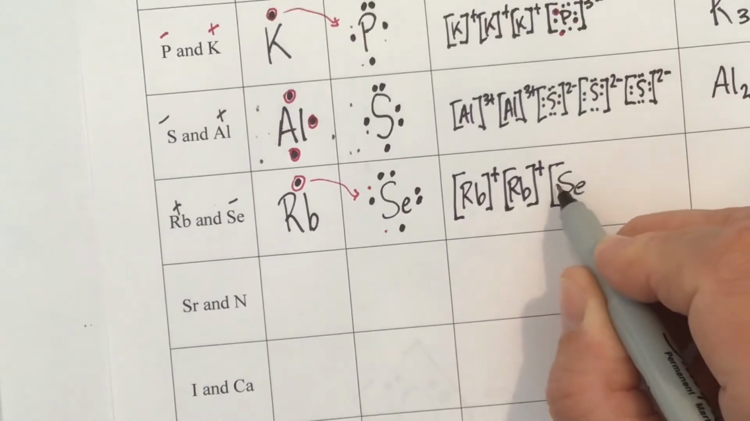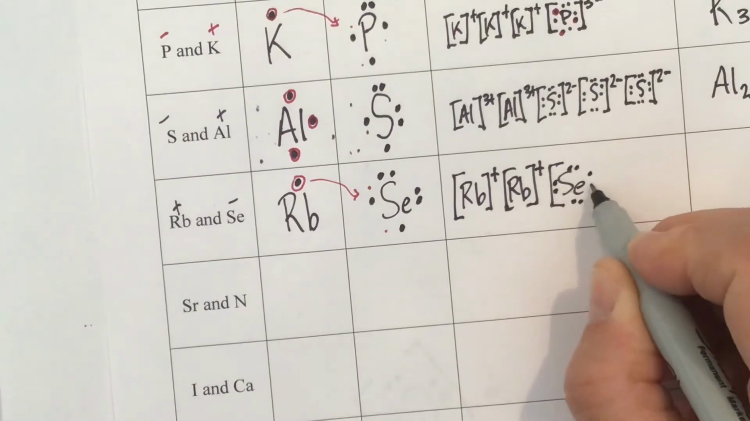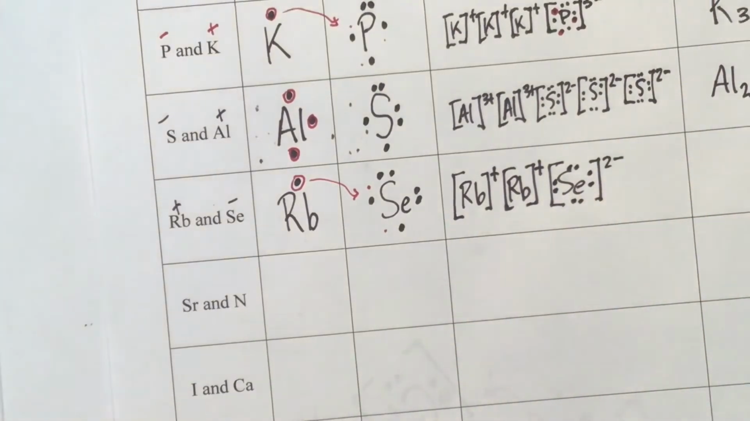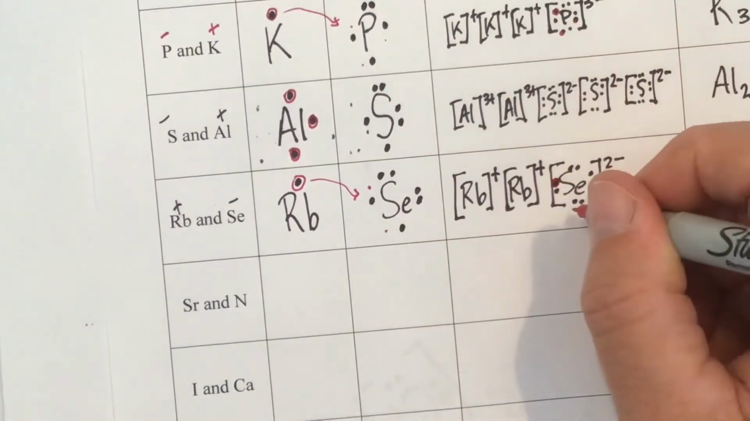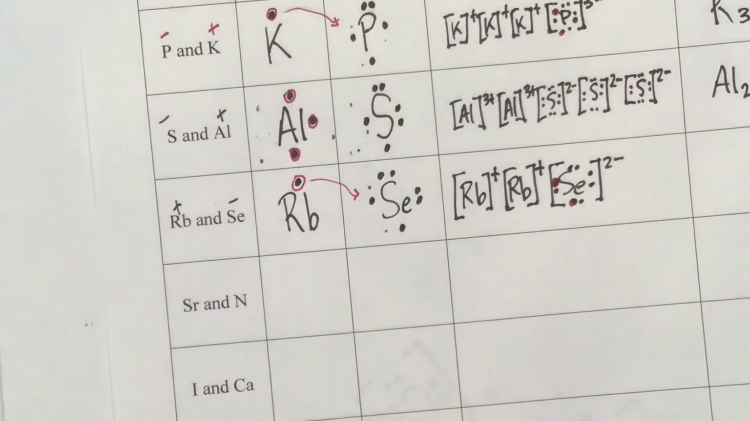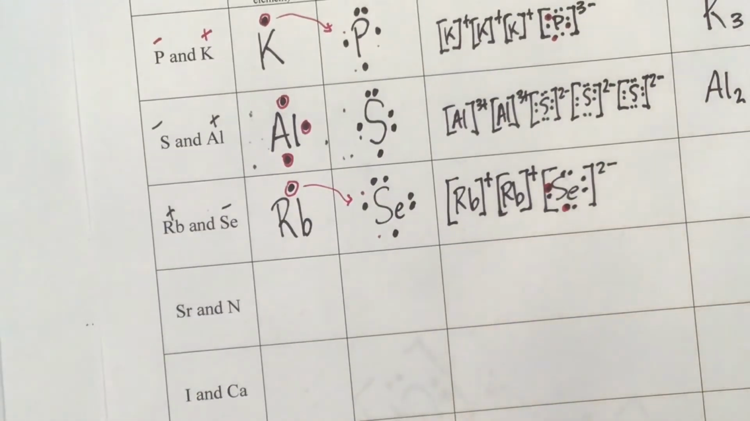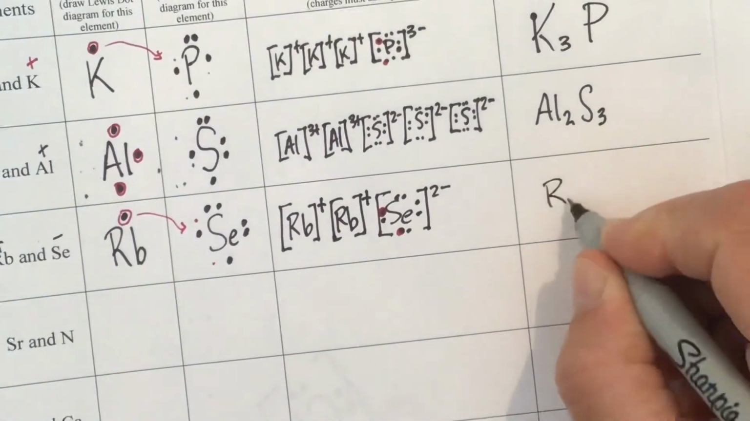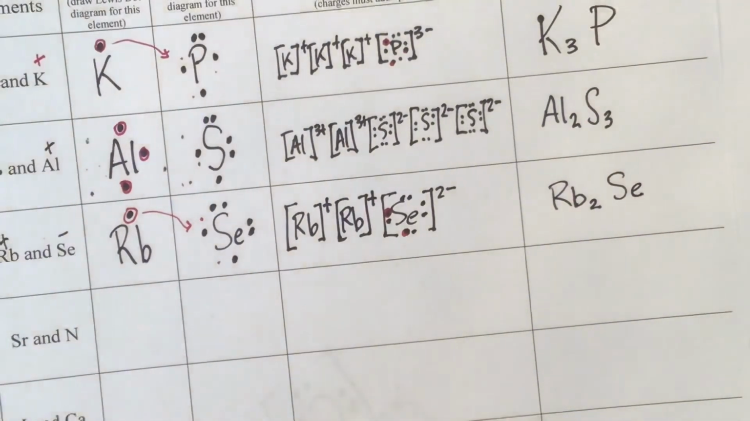There's our selenium. And you got that one from a rubidium, and I got that one. So it gained 2 electrons, and it's a -2. +1 + 1 -2 equals 0. So our formula is going to be Rb2Se.